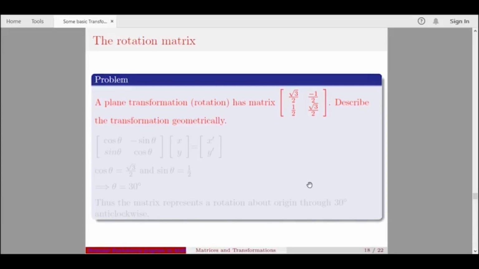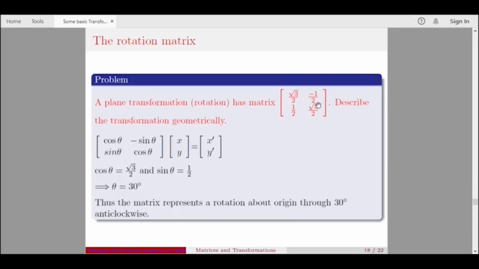So you can see that the values are like this. We can compare it with this matrix. So it is cos theta, minus sin theta, sin theta, cos theta, times xy equal to x dash y dash. So if you compare, you can see that cos theta equal to root 3 by 2 and sin theta equal to 1 by 2. So theta must be 30 degree. It means that the matrix represents a rotation about origin through 30 degree anti-clockwise.